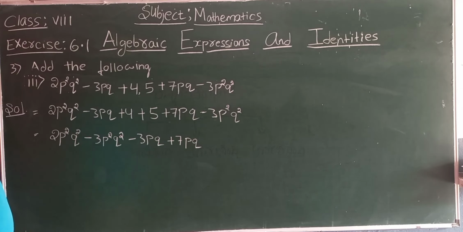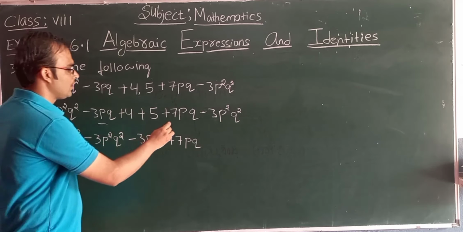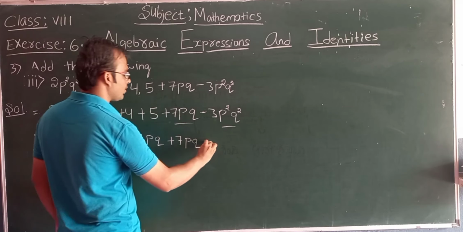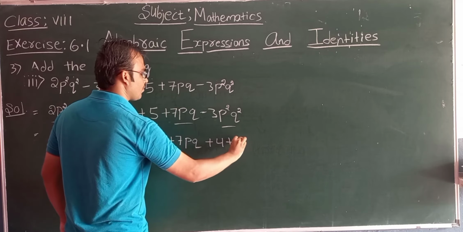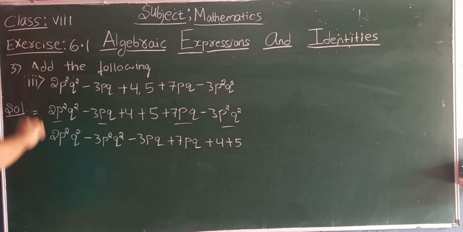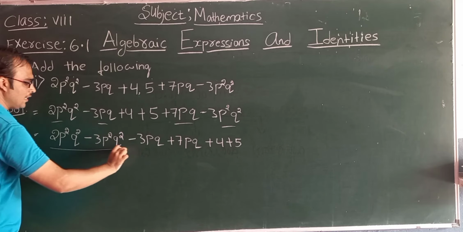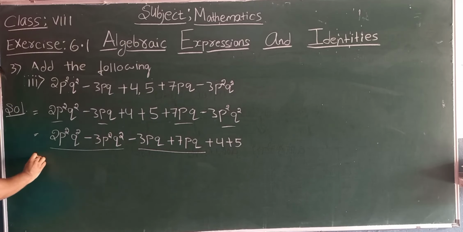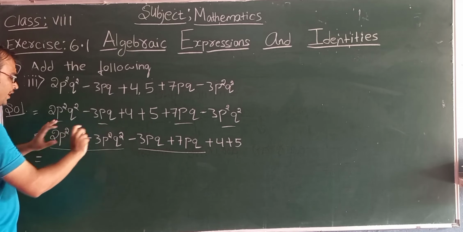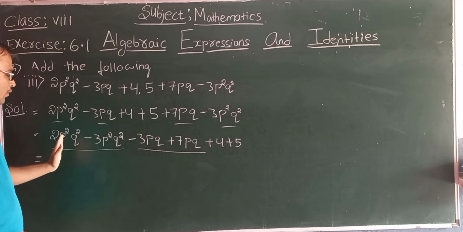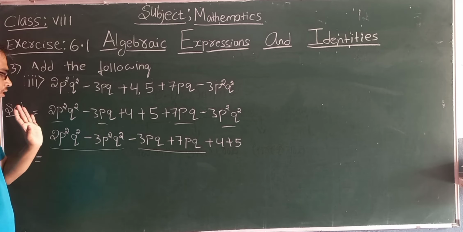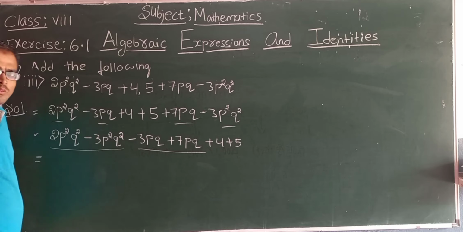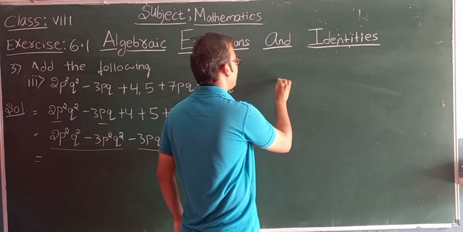We have written this, we have written this, we have written this, and we have written this. Then what is remaining? Numbers are remaining, no? So write numbers at last. Now these are the like terms. So students, don't worry about the variable part. Forget about the variable part. Here, just see the numbers with the sign.